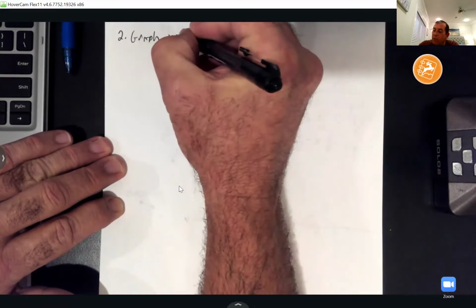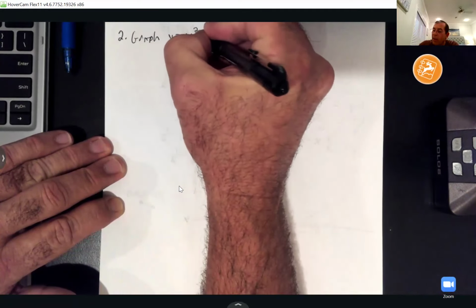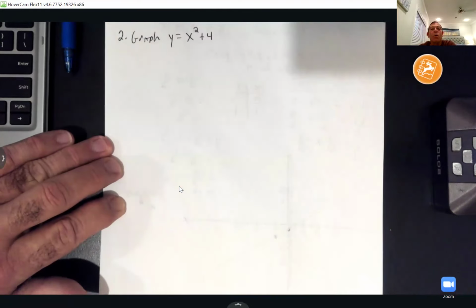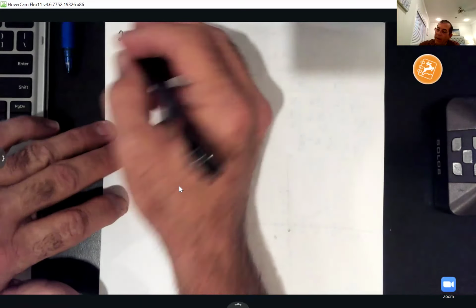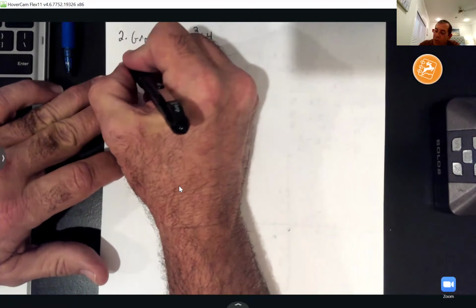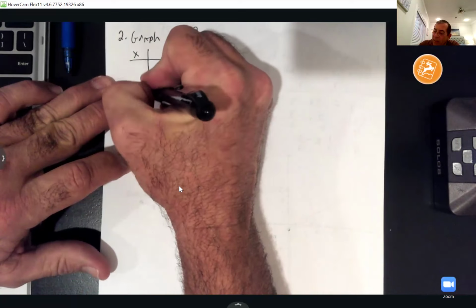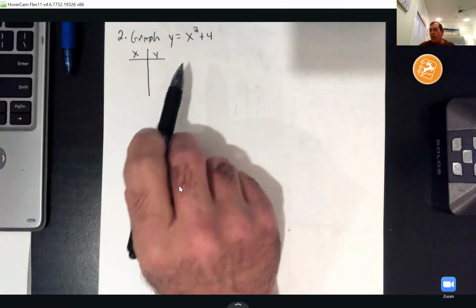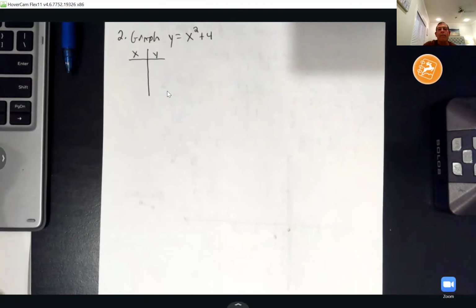Y equals x squared plus 4. All right, so by hand, I'm going to go straight into making my table, because this one's already solved for y.